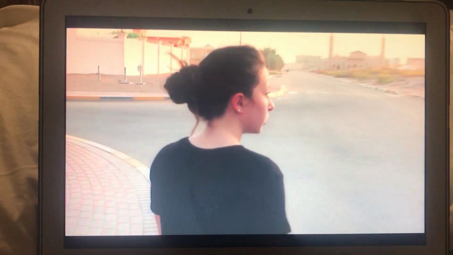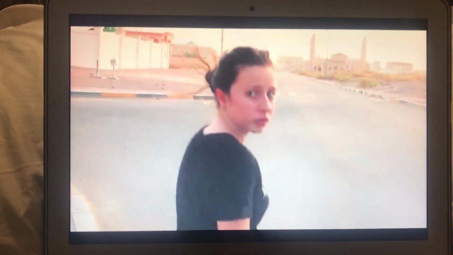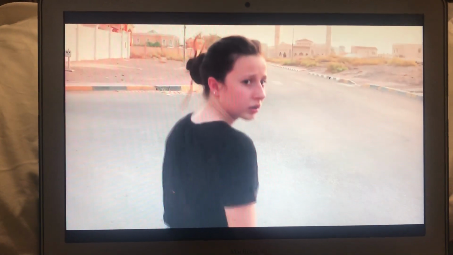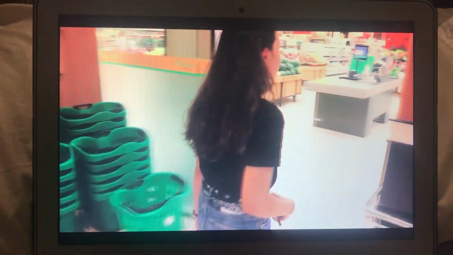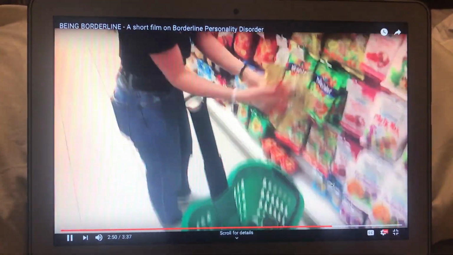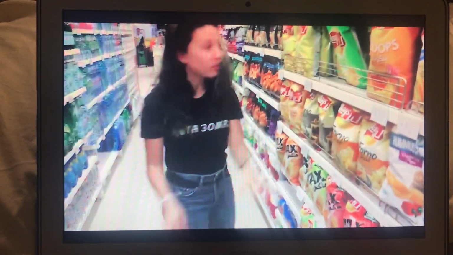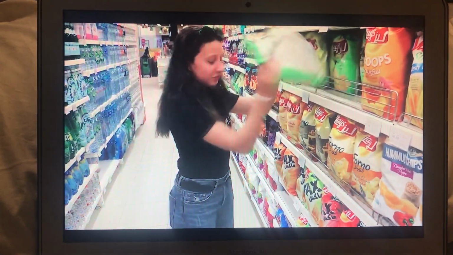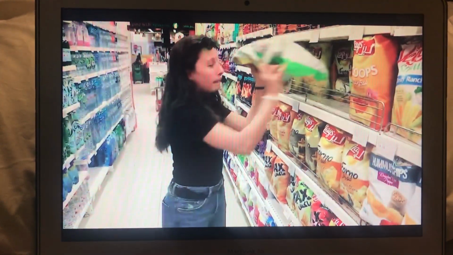To top it off, you are constantly paranoid that people are out there to get you, to harm you. So you don't trust anyone, not even yourself. All your emotions and thoughts, everything just overwhelms you. And to release that overwhelming feeling, you let your impulsivity take over. And you lose touch with reality as your impulsiveness spirals out of control. This is just a glimpse of what it's like to have borderline personality disorder.